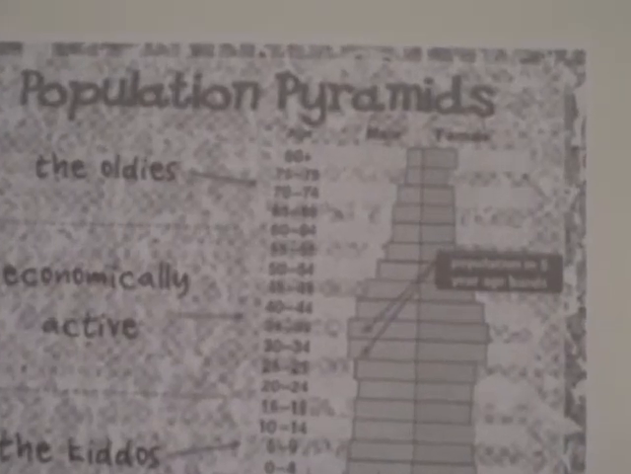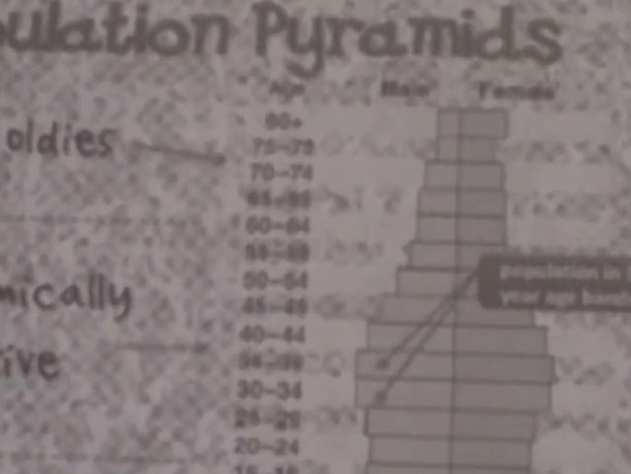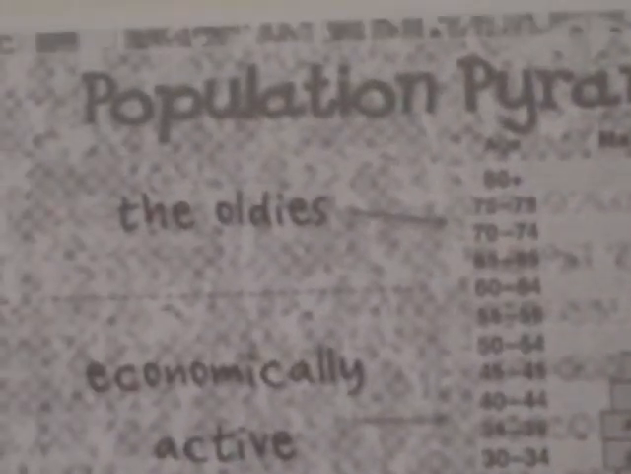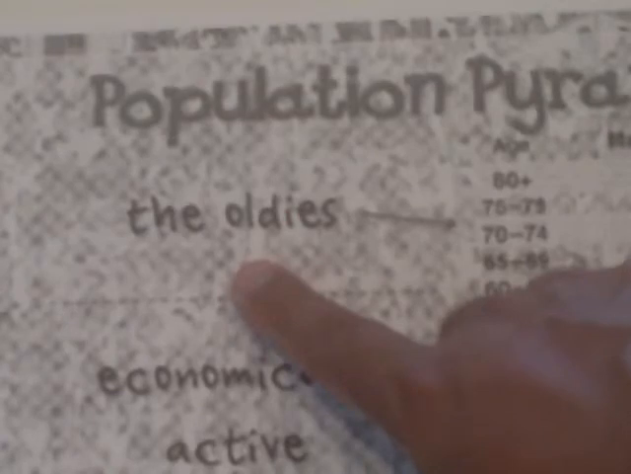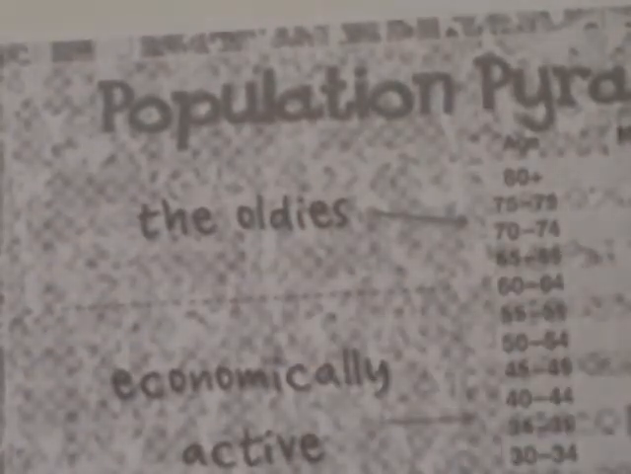When you look at a population pyramid, you're going to have from the very top the oldies, the older generation, the older group of population. Then from there, you'll have the economically active, in other words, the ones that are working. And then at the bottom, you'll have the kiddos.